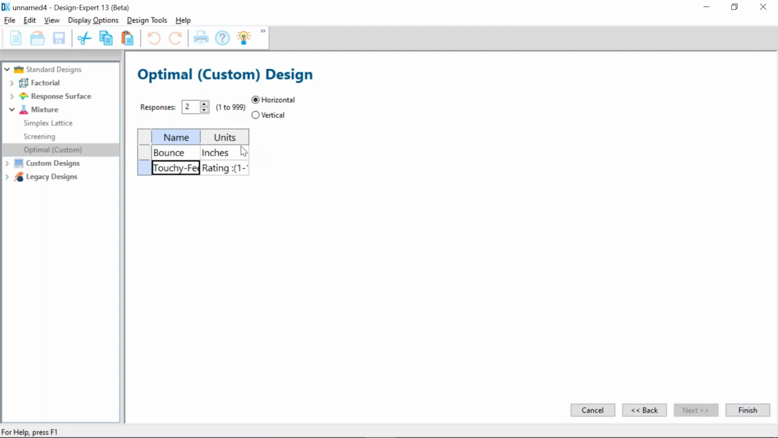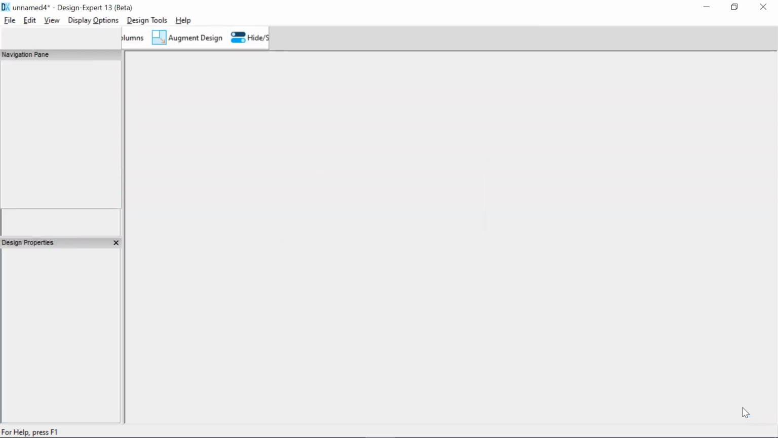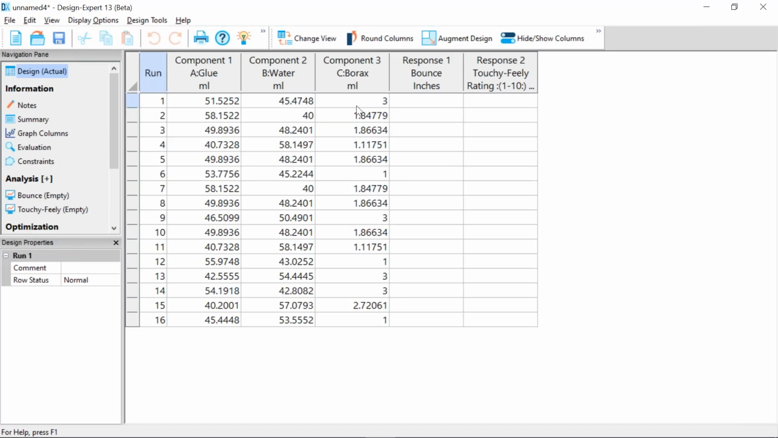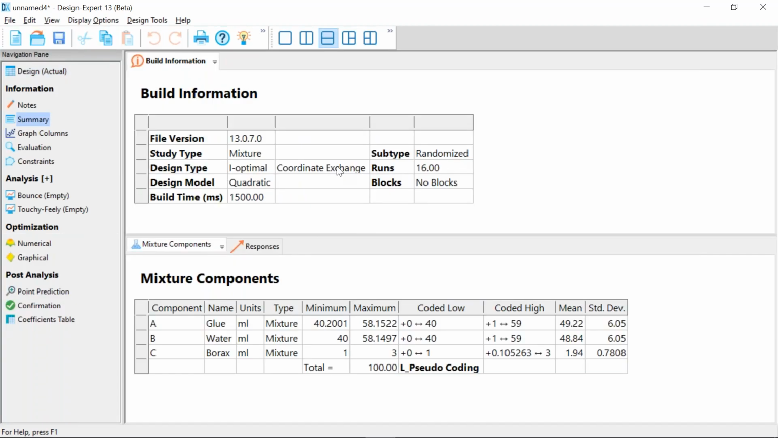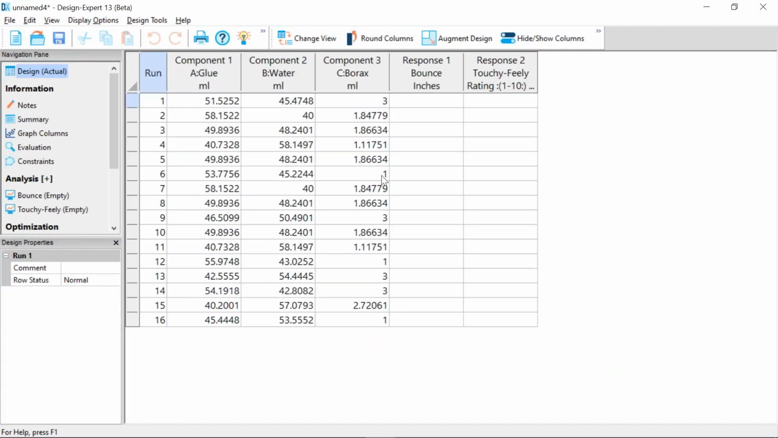Now our responses were not very precise, because this second response is called touchy-feely, and that was just a rating that we did on a 1 to 9 or 1 to 10 scale. So then when we finish, it's going to do the coordinate exchange and the point exchange, and it picks whatever exchange is best, in this case coordinate, and you get your recipe sheet.